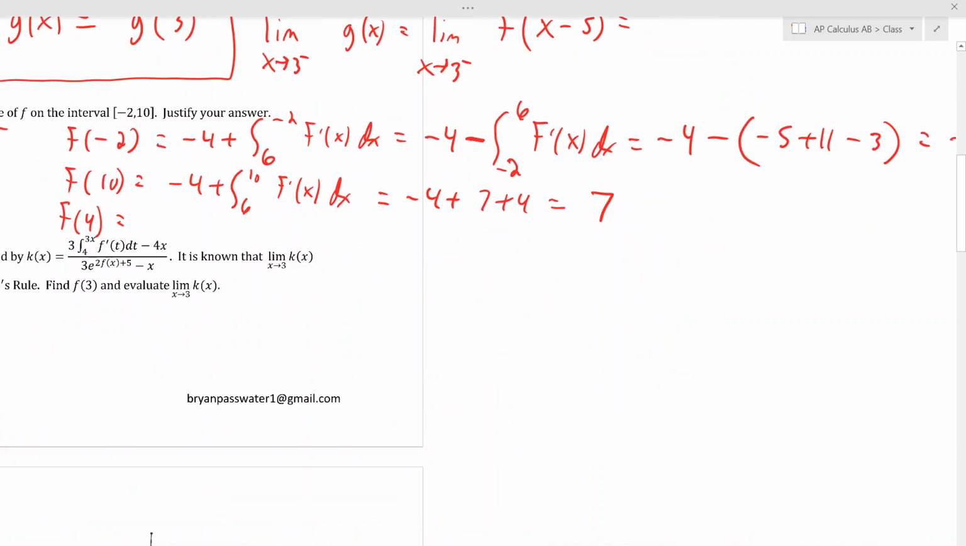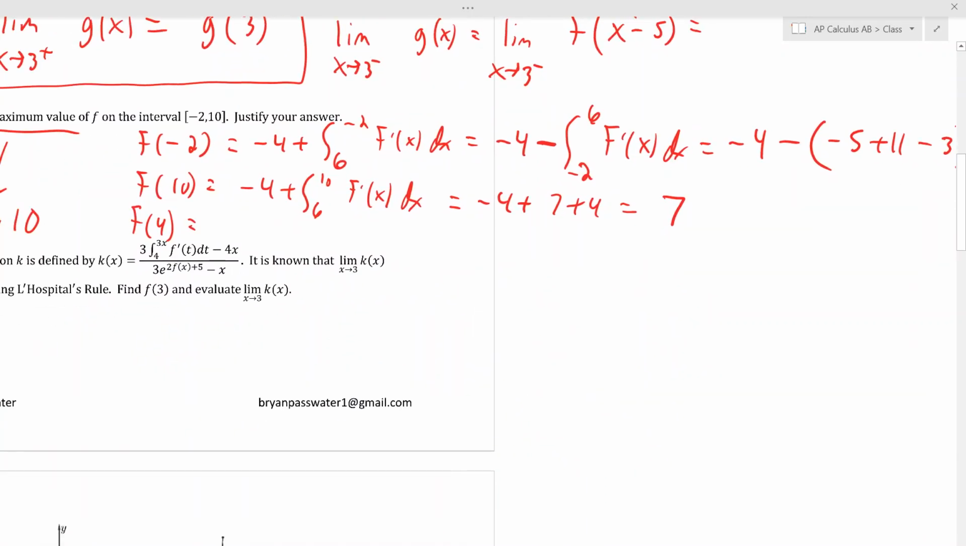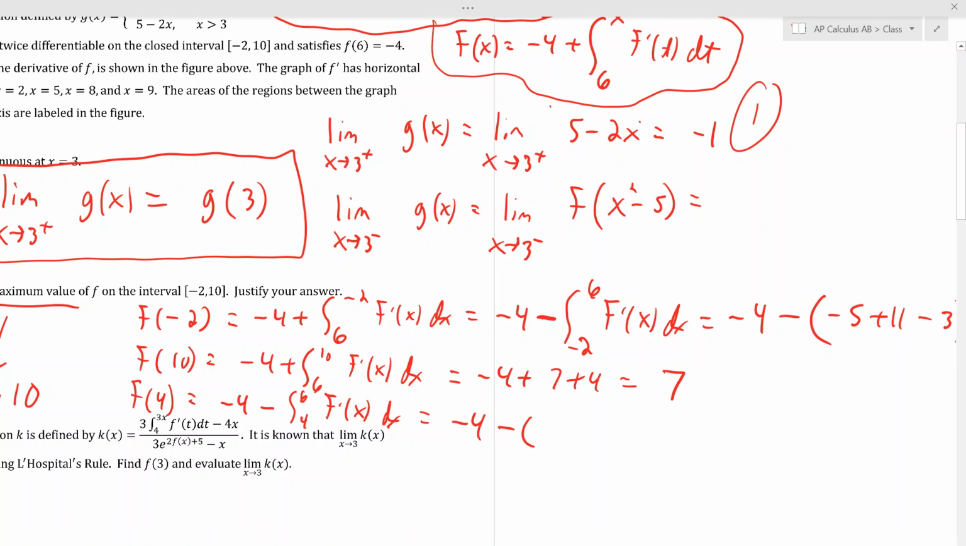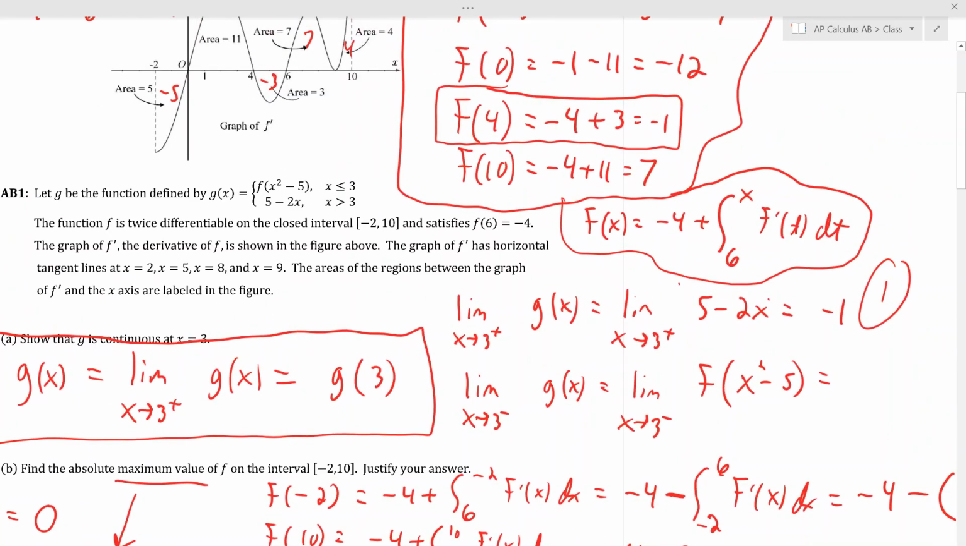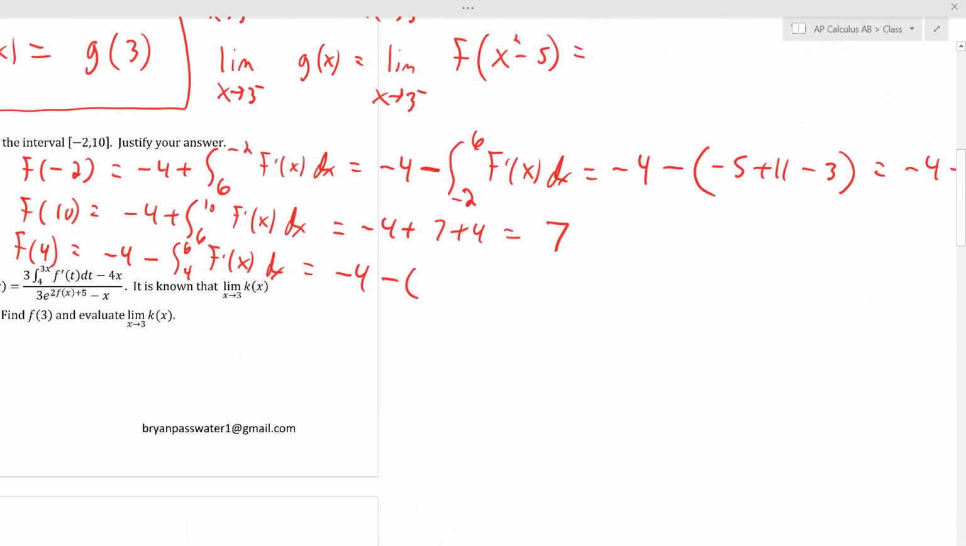Like we've got to show why we know what it is. And then f of 4 is negative 4 plus the integral from, well, let's do subtraction because we're going backwards now, right? Minus the integral from 4 to 6 of f prime of x dx, and that's just negative 4 minus the area from 4 to 6, which happened to be negative 3, so minus negative 3. That's going to be negative 1. So the maximum is 7, and we're going to write a little sentence for that.